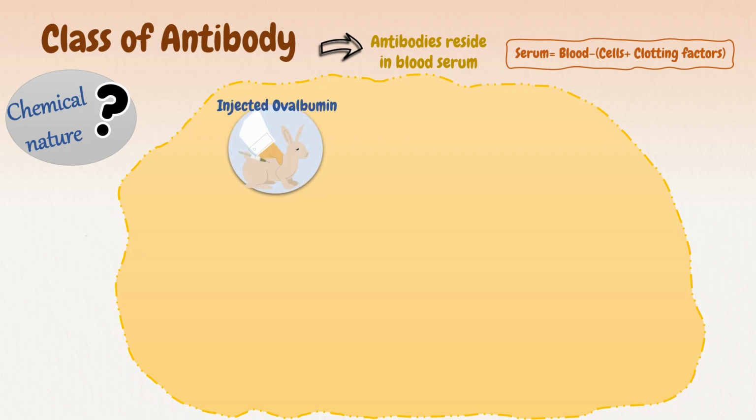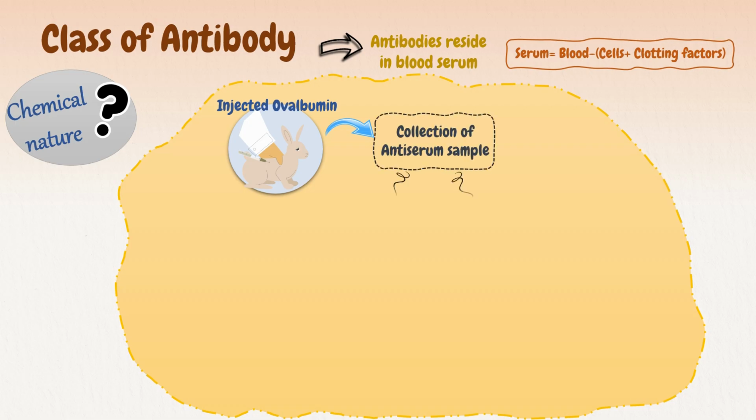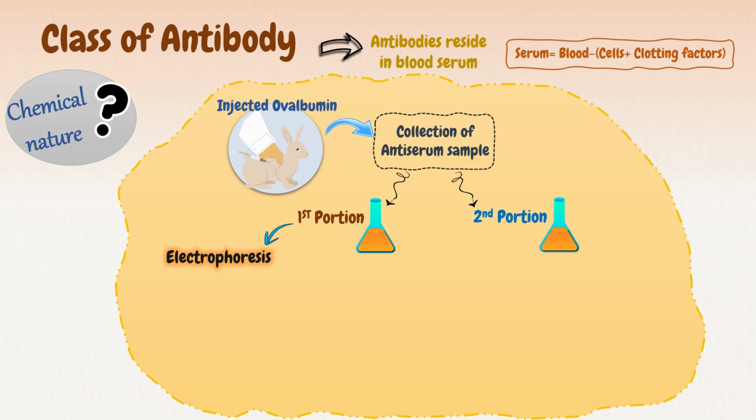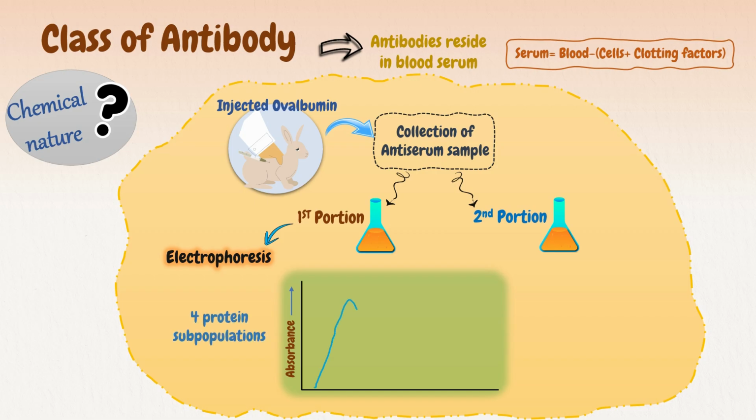In this experiment, scientists immunized a lab animal with ovalbumin, the major component of egg whites, and then collected an anti-serum sample from the subject containing antibodies against ovalbumin, and divided it into two portions. Then they subjected the first portion to the process of electrophoresis, thus measuring the amount of protein that moved different distances from the origin within the electric field. The graphical result showed the presence of 4 major protein subpopulations.